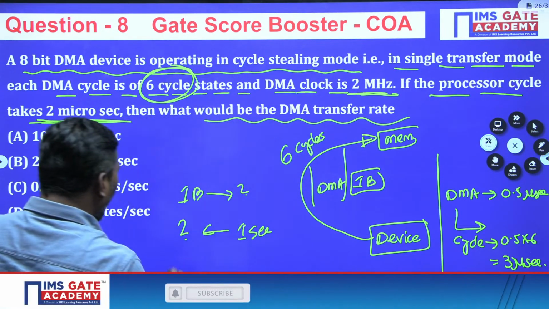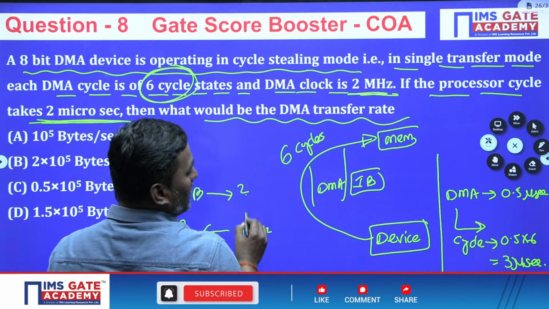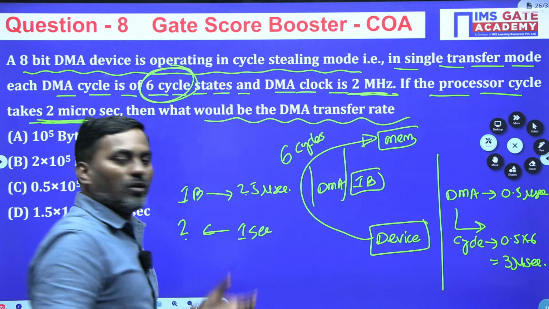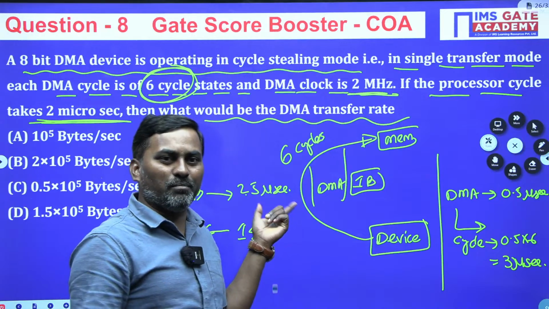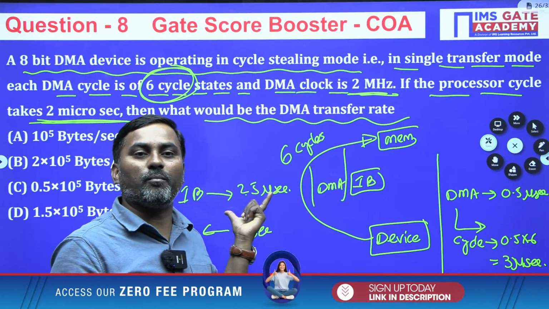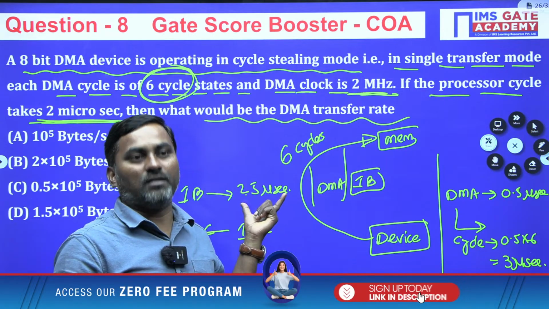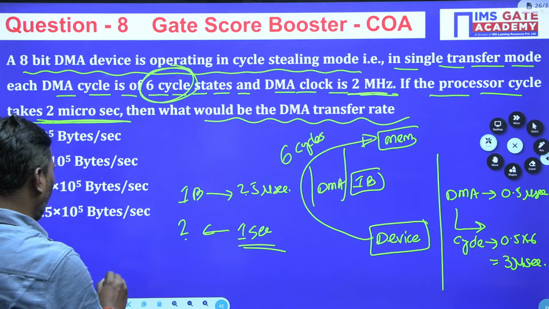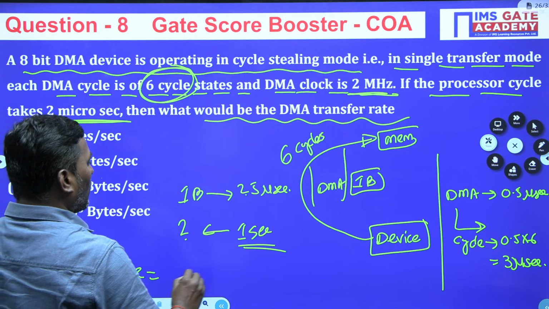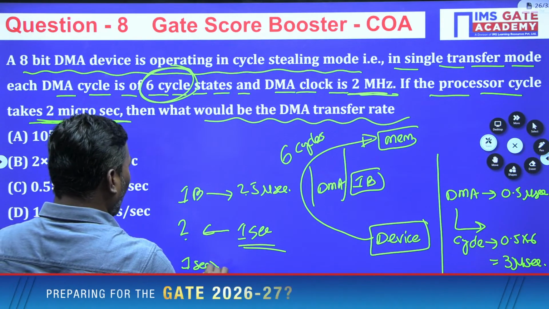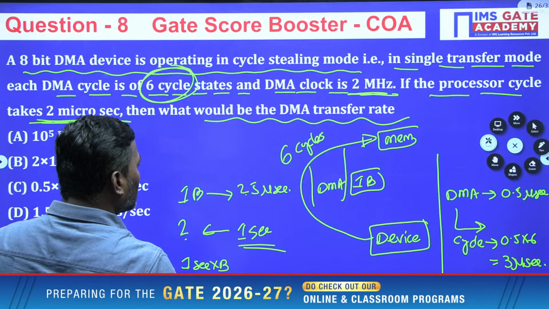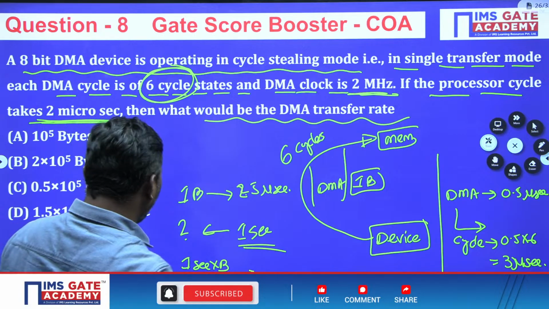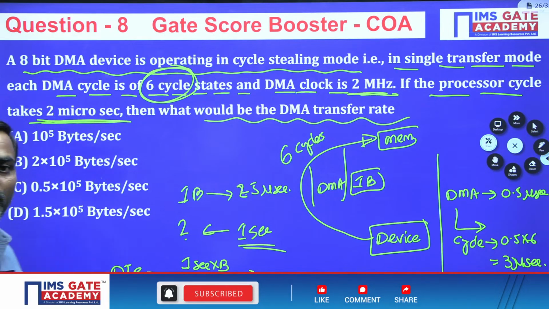That's nothing but 3 plus 2, which takes 5 microseconds for one transfer. So 1 byte spends 5 microseconds, CPU time plus DMA time. After that again we'll take, right? Now, if I allow 1 second of time, how many bytes can I transfer? That's only the DTR, right? So DTR equals 1 second into 1 byte divided by 5 microseconds.